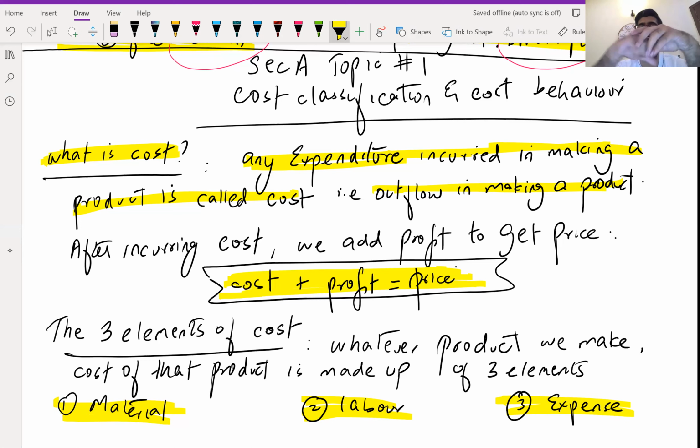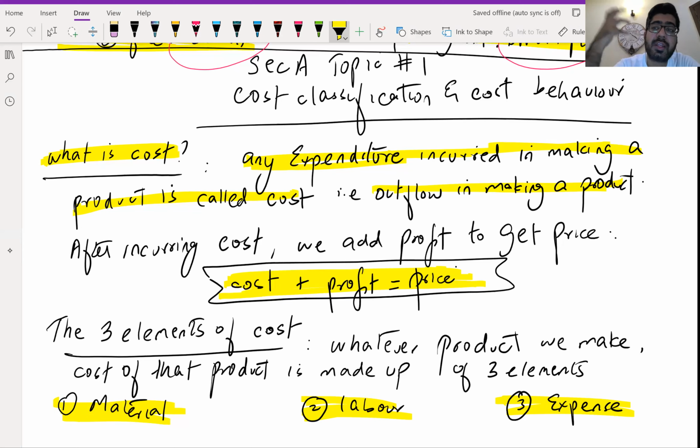Go at a larger scale. Toyota company making cars. Is the car manufactured for free? No. They incur some expenditure in making that car. Outflow in making that car, that is cost. Let's suppose they spend 10,000 US dollars in making that car. That is cost. Okay, so any expenditure incurred in making a product is called a cost.